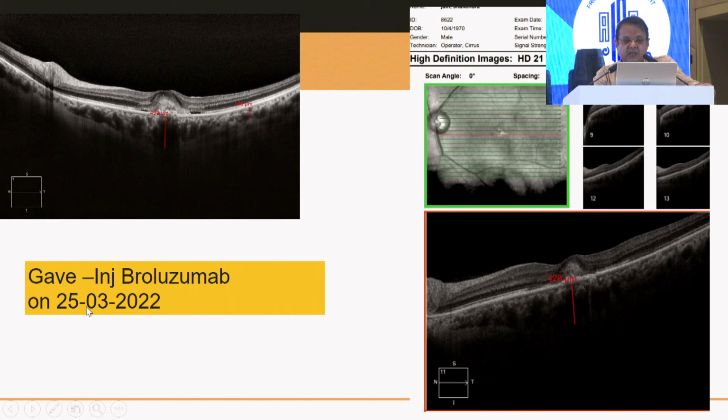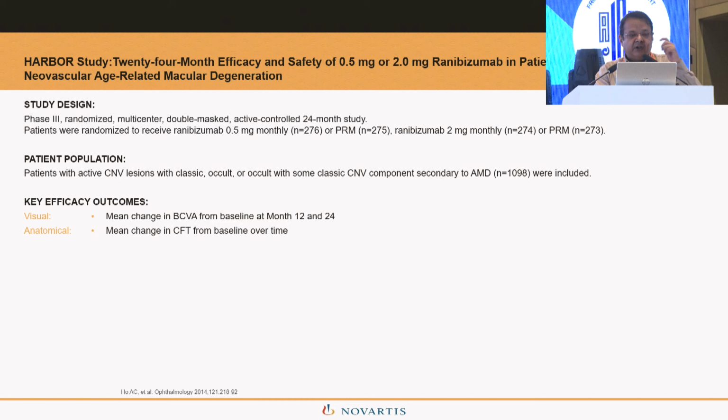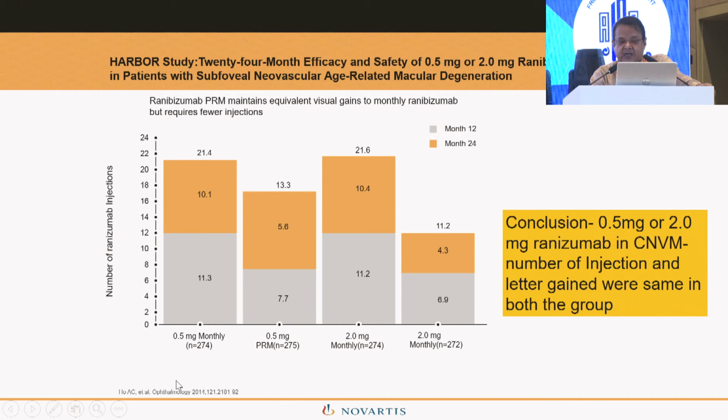HARBOR study was one of the studies which was a 24-month efficacy and safety of 0.5 milligram and 2 milligram of ranibizumab. Conclusions were that 0.5 and 2 milligram of ranibizumab in CNVM, number of injections and letter gain were the same, meaning thereby there is no advantage of 2 milligram.